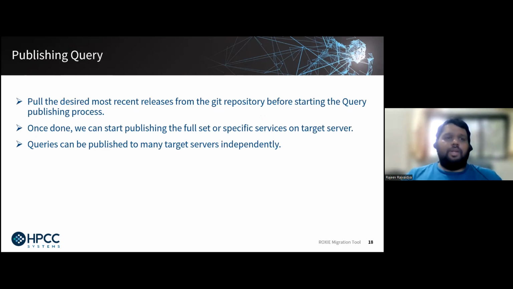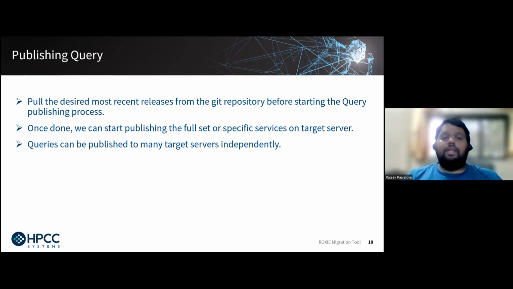What are the steps that you need to do? You need to have a Git repo from where you're going to publish the queries. You need to update that, and for a very recent progress, we are incorporating the Git repo update within the script itself. So this statement will not be necessary. We are in the phase of testing that, and I hope that will be out soon. So once we are done with pulling the latest Git repo, we can start publishing whichever queries we want onto the target server.